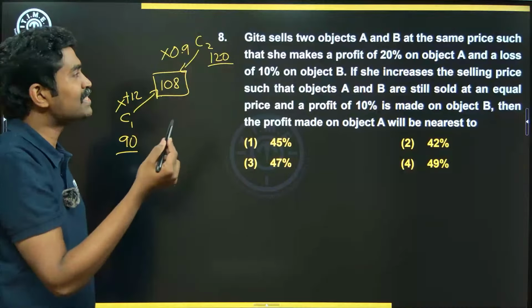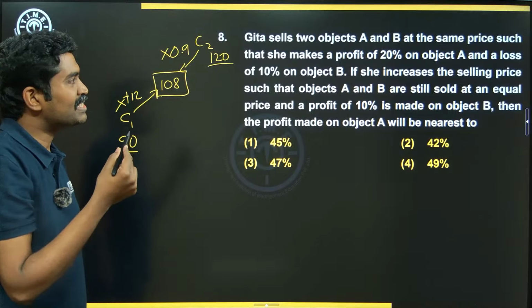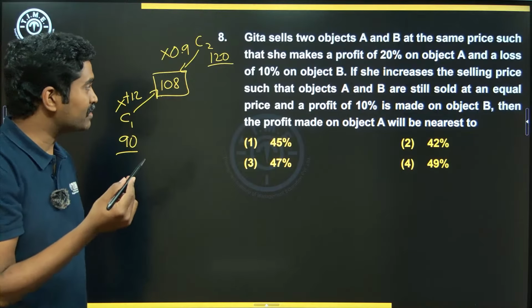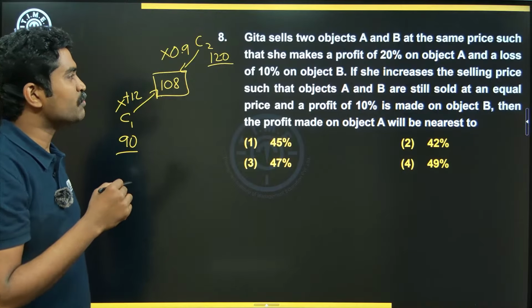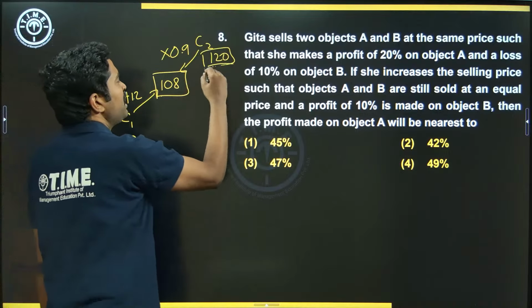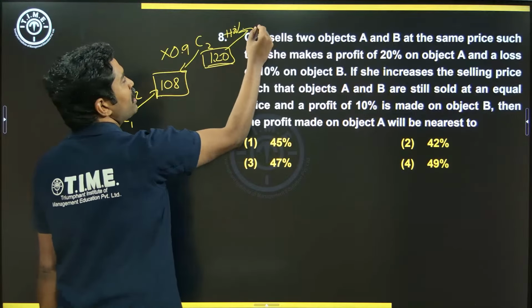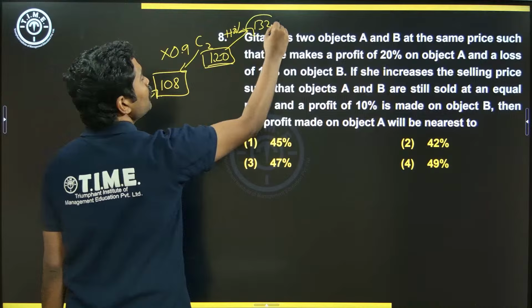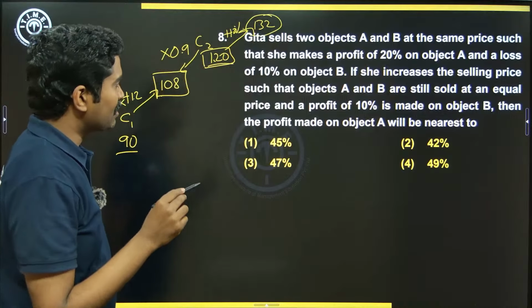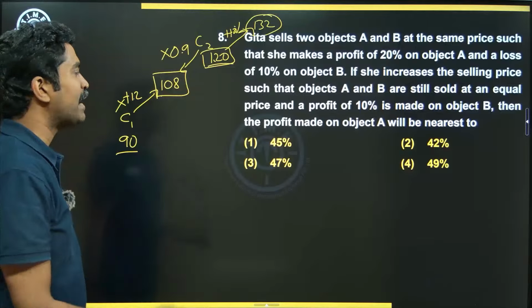Now she increases the selling price such that she sells both still at an equal price and a profit of 10% is made on object B. All right, this is object B. Please make 10% profit on it. Means increase it by 10%. 120 plus 10%, sell it at 132. Now, the question is, what profit did she make on A?